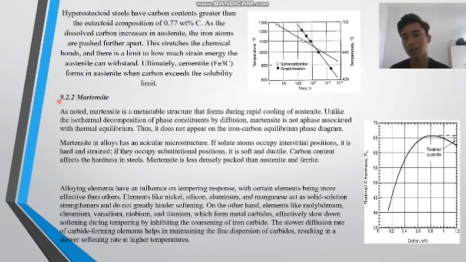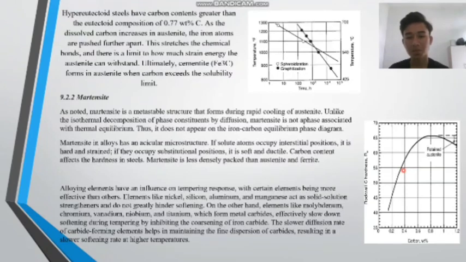Next, 9.2.2 martensite. As a note, martensite is a metastable structure that forms during rapid cooling of austenite. Unlike the isothermal decomposition of phases controlled by diffusion, martensite is not a phase associated with thermal equilibrium. Thus, it does not appear on the iron-carbon equilibrium phase diagram. Martensite in alloys has an acicular microstructure. If solute atoms occur in interstitial positions, it is hard and strained. If they occupy substitutional positions, it is soft and ductile. Carbon content affects the hardness in steel. Martensite is less densely packed than austenite and ferrite.